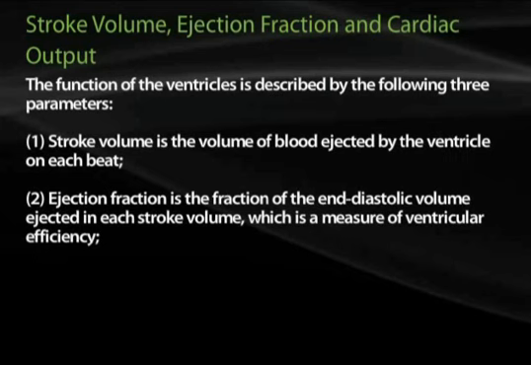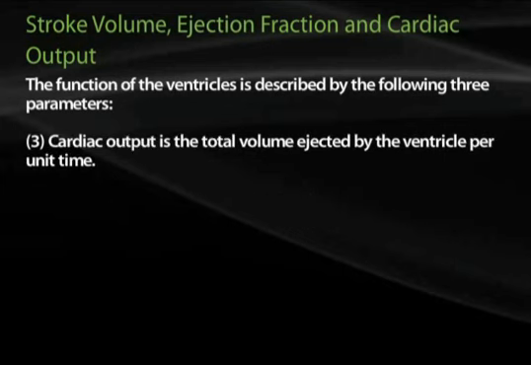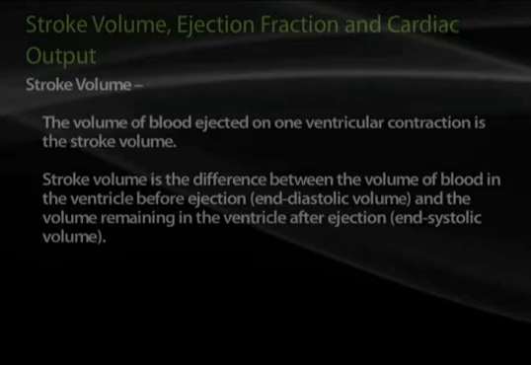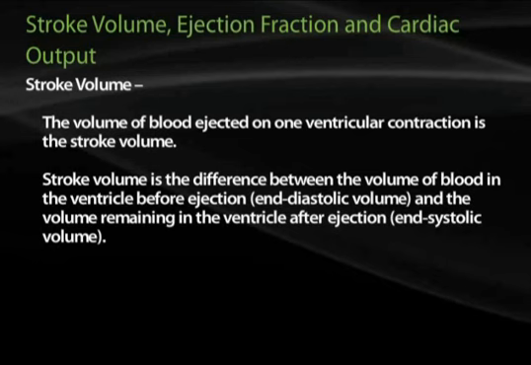The function of the ventricles is described by the following three parameters. First, the stroke volume, which is the volume of blood ejected by the ventricle on each beat. Second, the ejection fraction, which is the fraction of the end-diastolic volume which is ejected in each stroke volume. This is a measure of ventricular efficiency. Third, the cardiac output is the total volume ejected by the ventricle per unit time.